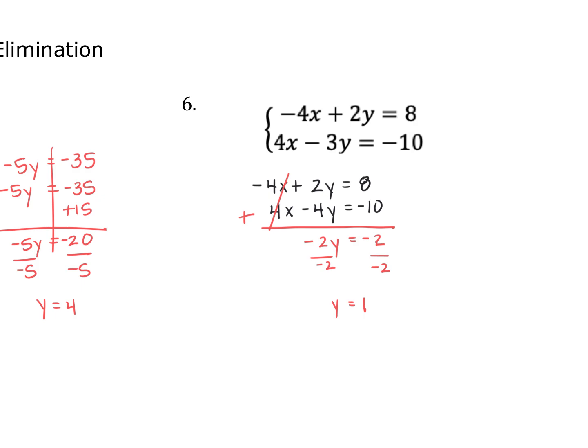So now that I have that, I'm going to go back and fill it in, and I'm not going to use these two. I'm going to use one of my other ones. So I'm going to use my -4x plus 2y equals 8, or I'm going to say my 4x minus 4y equals -10. I'm going to do that bottom one just so we have a little bit more practice with negatives. So I'm going to do this one right here. So I'm going to rewrite that out. So my 4 is not going to change. So I'm going to say 4.